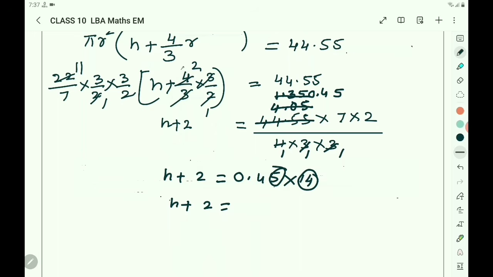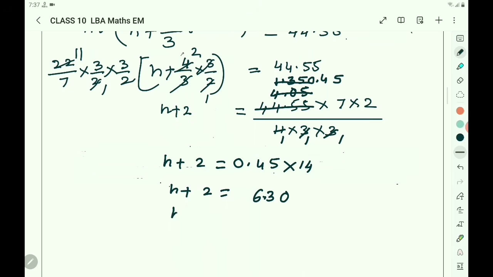14 fives are 70, so 0 and 7 carry. 14 fours are 56. 56 plus 7 is 63. Here the decimal point is after 2 digits, so it must be 6.30. You got H plus 2 equals 6.3. Then H equals 6.3 minus 2, which is equal to 4.3 meter.